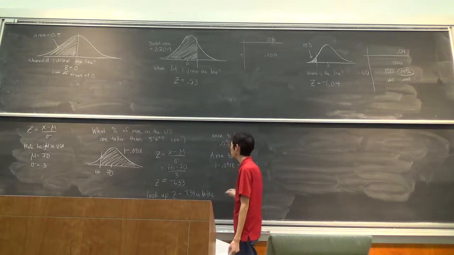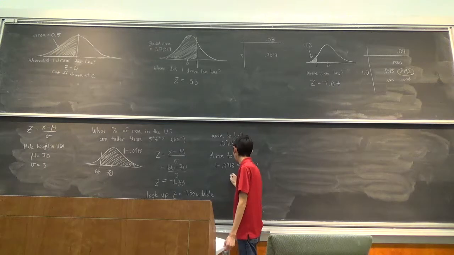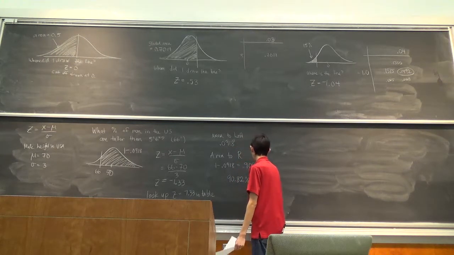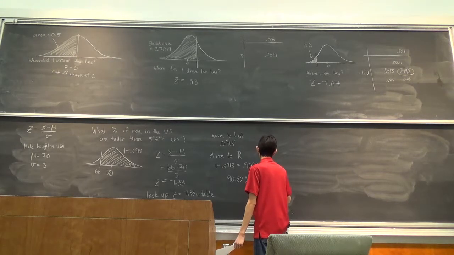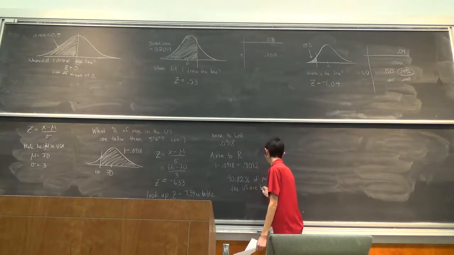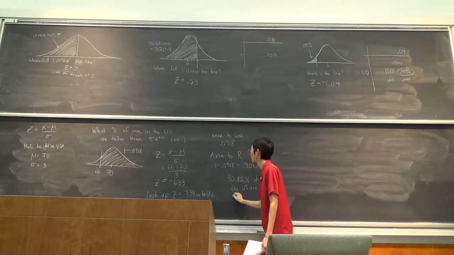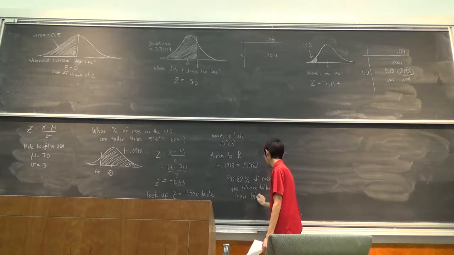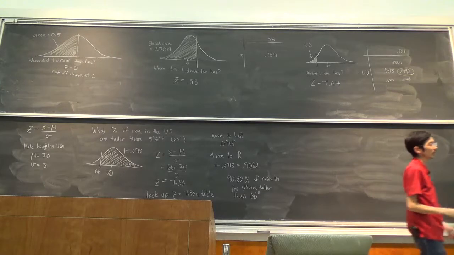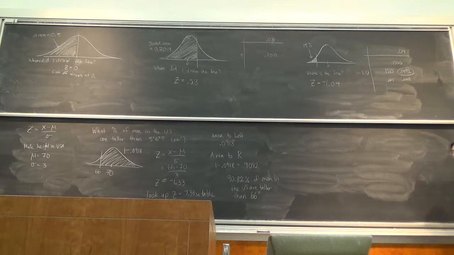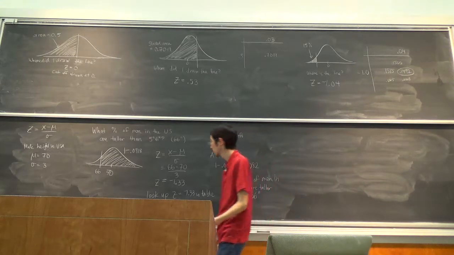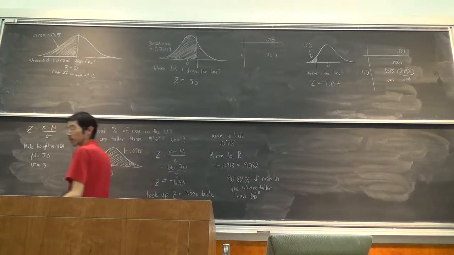What percentage of men in the U.S. are taller than 5'6"? 90.82% of men in the U.S. are taller than 66 inches. So about 1 in 10 men are shorter than 66. About 90%, 91% of men are taller than 66, 5'6".